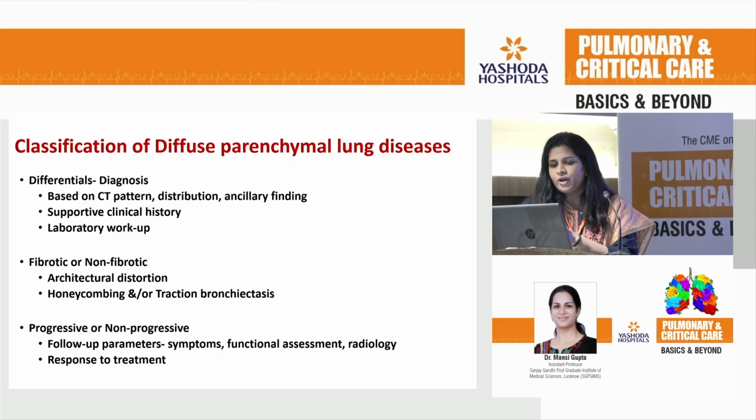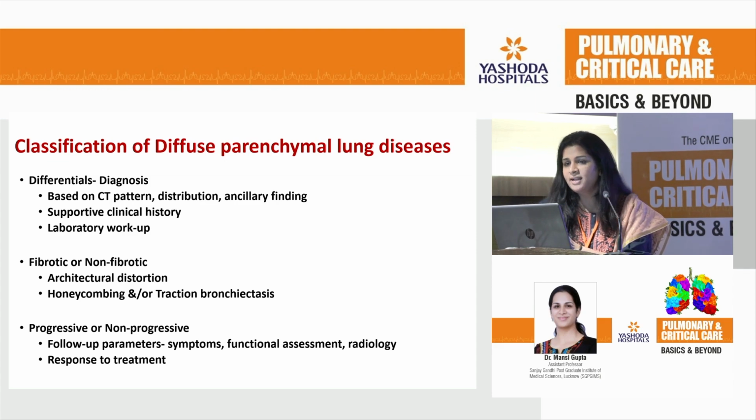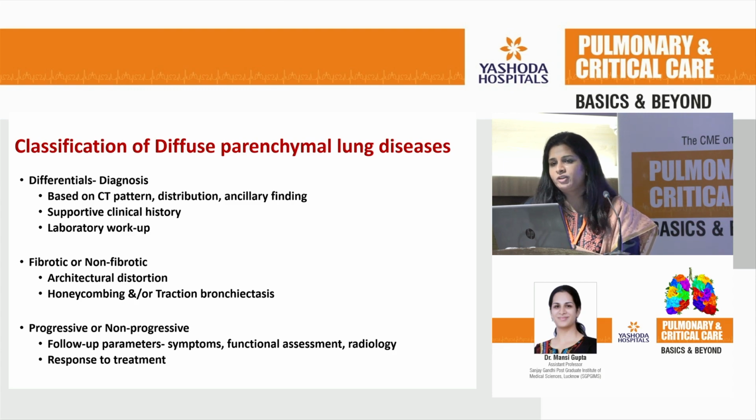You can narrow down your differential based on your CT pattern, distribution, and ancillary findings, and supportive clinical history and lab workup. So if I get an NSIP pattern with a serological workup positive for CTDs, then my diagnosis will be CTD-ILD. If I don't get a cause for NSIP pattern based on my description, then probably it is idiopathic NSIP. And one important point: NSIP is hardly idiopathic. So before labeling NSIP as idiopathic, thoroughly look for CTDs.